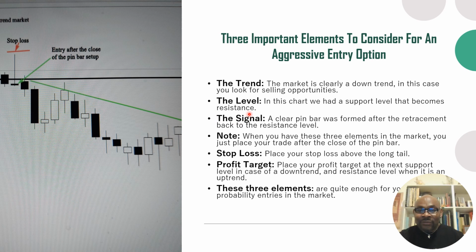So the levels. In this chart, we had a support level that becomes resistance. You see that the price action was going up, but when it gets to this point, there was a rejection. So here now, there was a support level. It's not acting as a support level now because the price is going downtrend.